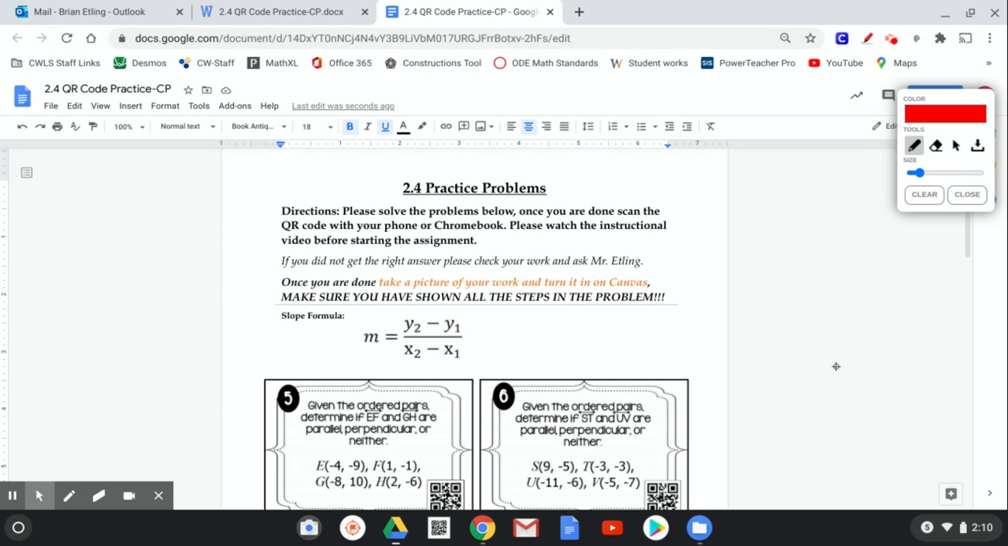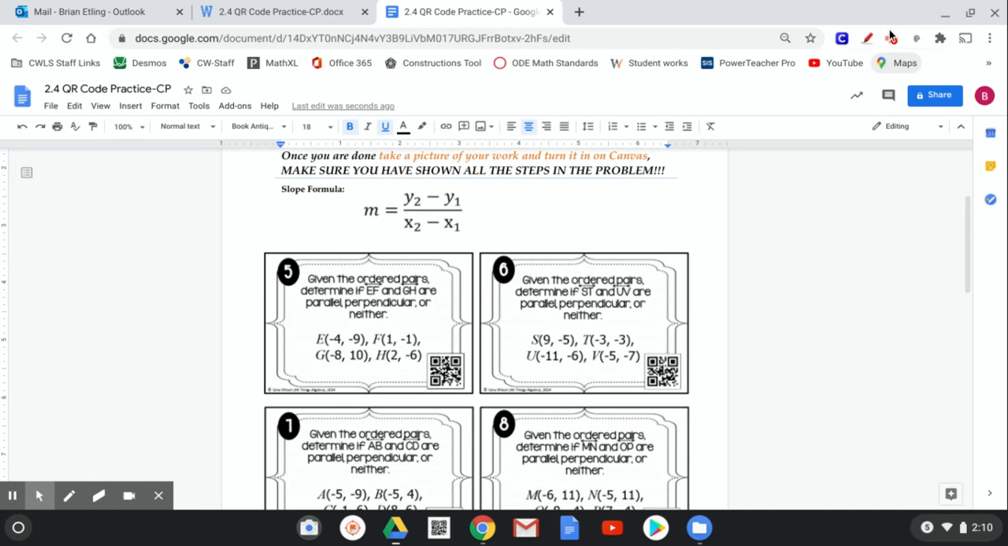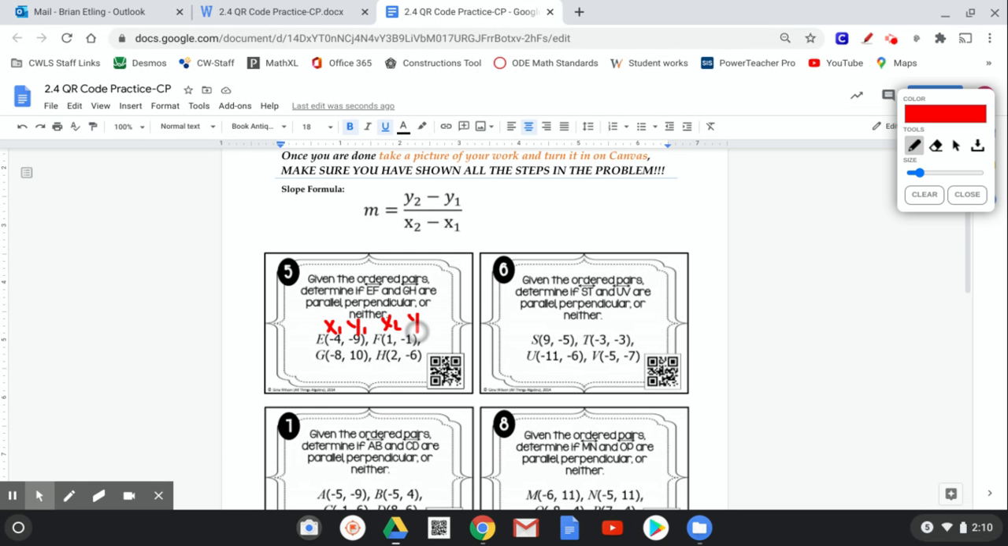So for this first one, you have to find the slope with the ordered pairs that are given. And so the slope formula is listed there for you. So make sure, it'd be helpful to label your points. So it has EF. So E to F. So we're going to label X1, Y1, X2, Y2. Okay. So label those points, and to find the slope of EF, you're going to put EF.